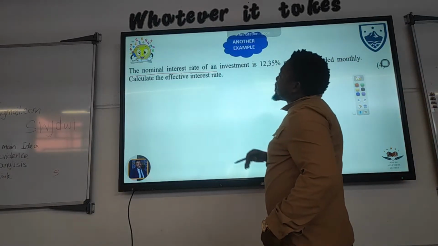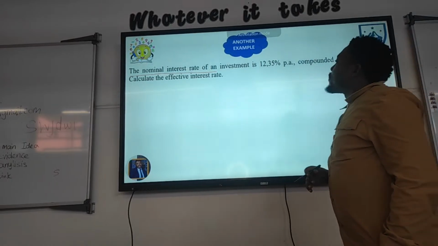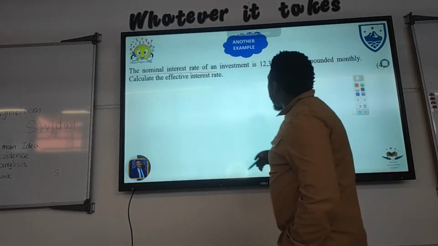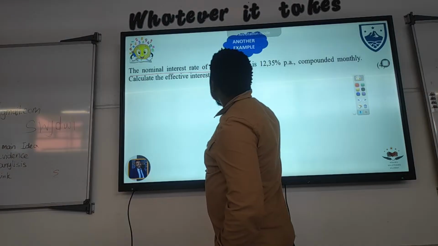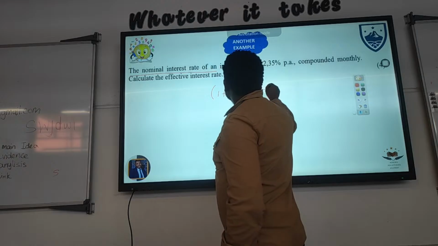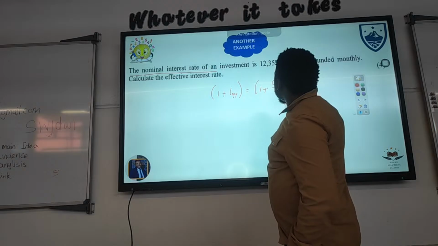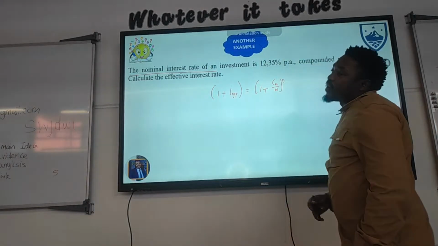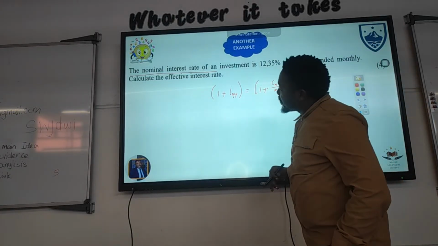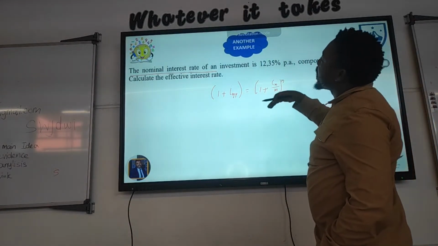We have a nominal interest rate of an investment which is 12.35% per annum compounded monthly. We want to calculate the effective interest rate. So our effective interest rate will simply be 1 plus effective, which is equal to 1 plus i over m to the power of m. Remember, this will not be given to you in a formula sheet, so you need to always be able to know how we get about this formula, or remember how to rewrite the formula and be able to use it.